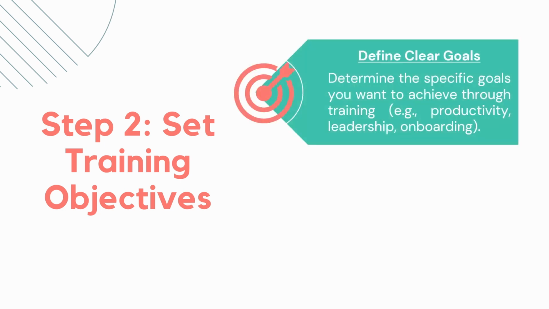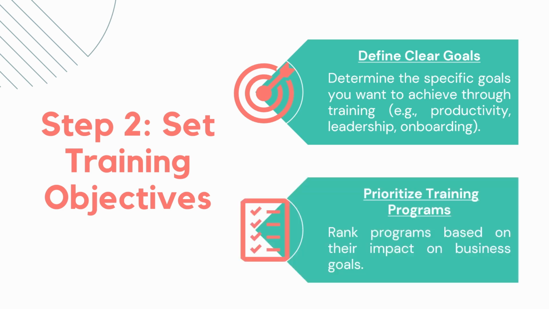Once you have identified your training needs, the next step is to set clear, achievable training objectives. These objectives should outline what you want to accomplish through your training programs. For example, you may aim to improve employee productivity, enhance leadership skills, or streamline the onboarding process for new hires. Prioritize these training programs based on their impact on your business goals. This prioritization helps ensure that you allocate resources to the most critical areas that will drive organizational success.